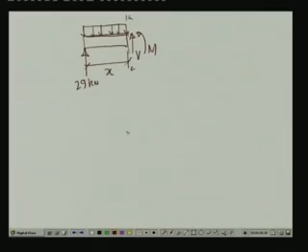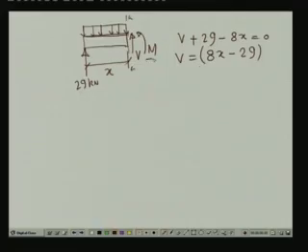Now, if we take the equilibrium of the vertical forces, then we have V plus 29, which is RA, minus 8 into x over the length x, equal to 0. So, the shear force V is equal to 8x minus 29.